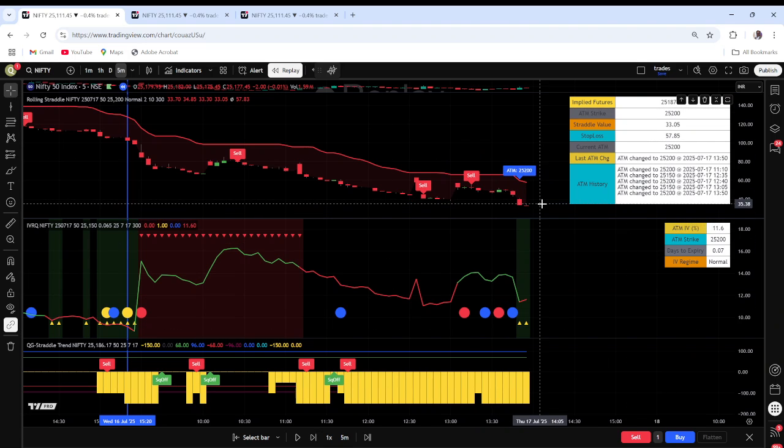Okay, now the straddle is 33, the 25,200 straddle, and the time is 1:55. A 33 straddle means that the straddle price is telling you that Nifty from here will go up or go down a maximum of 33 points. So if it goes more than 33 points, you will start losing money on the straddle. This time was around 1:55.